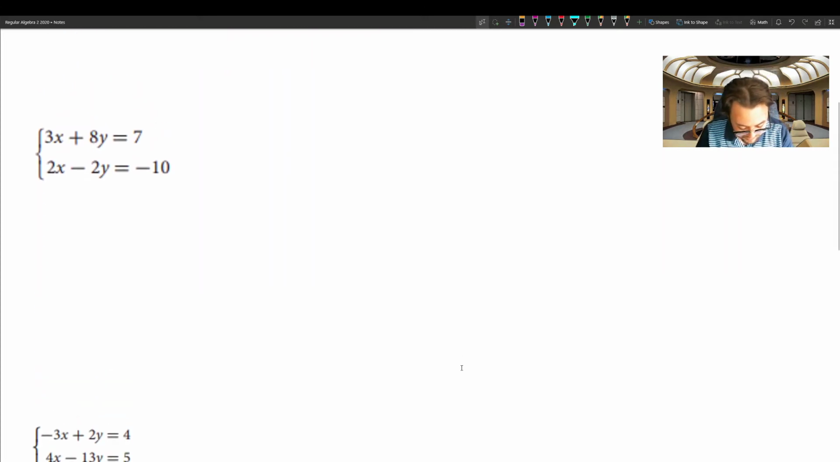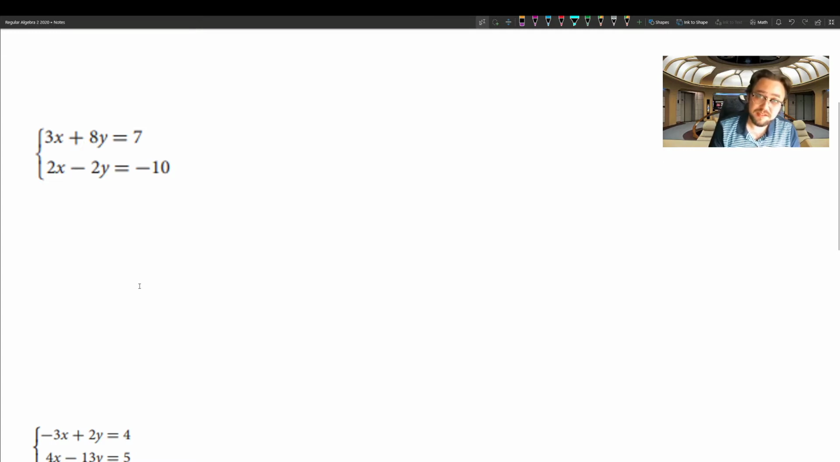To me, the first thing that I see is there's nothing I can multiply by 2 to get me a 3, and nothing I can multiply by 3 to get me a 2. I could use these, but it would take a bunch of work. If we look at the bottom equation, though, if I multiply 2 times 4, I get -8, and these will cancel. So that's what I'm going to do.